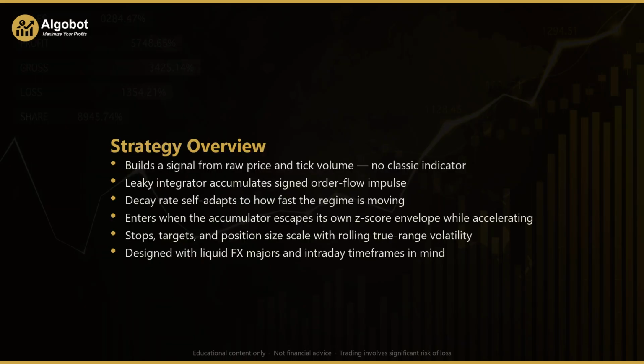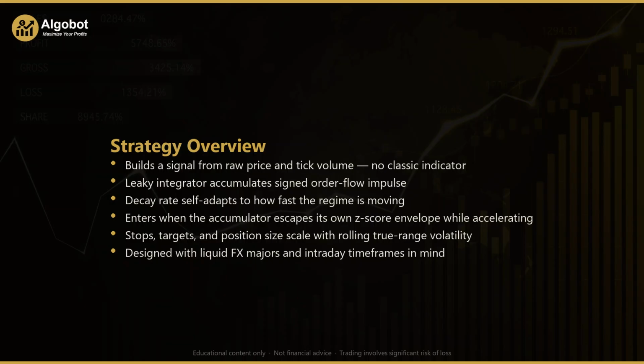At its heart, the Adaptive Decay Impulse Breakout treats every closed candle as a small injection of directional pressure into the market. It multiplies that candle's tick volume by its change in closing price, and it calls the result an order flow impulse. A big move on heavy participation produces a large impulse. A quiet drift produces a small one. The strategy then feeds these impulses into what engineers call a leaky integrator. Think of it as a running total that slowly forgets the past. Each new impulse is added on top, while the older accumulated value gently decays away over time.